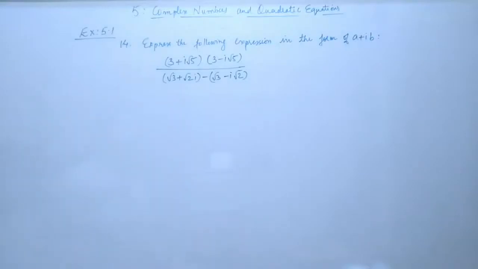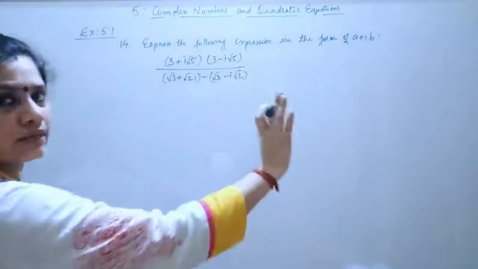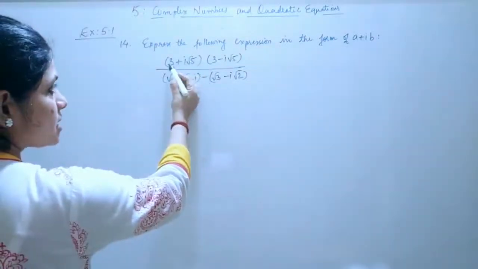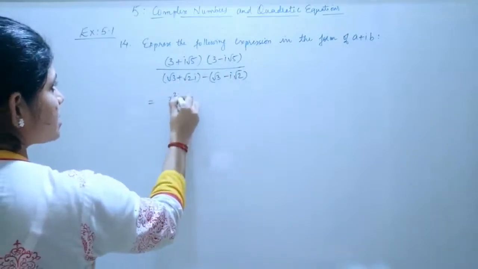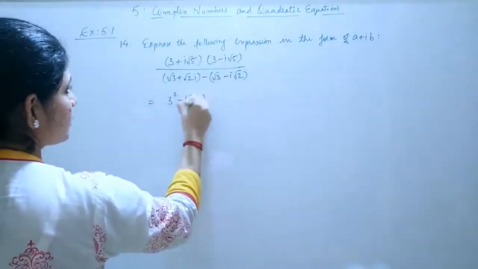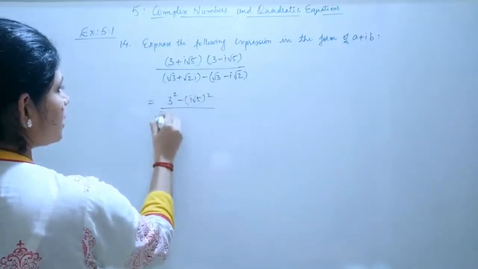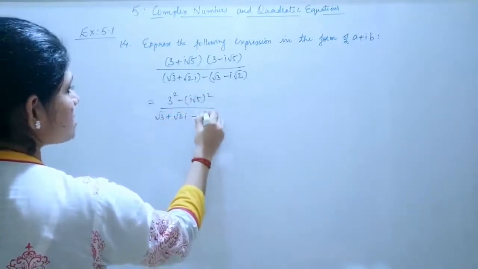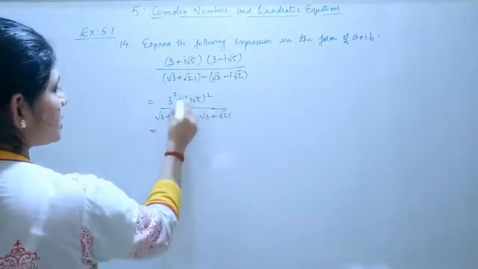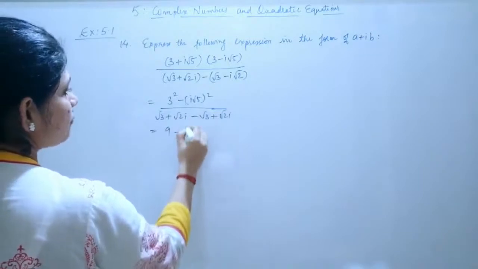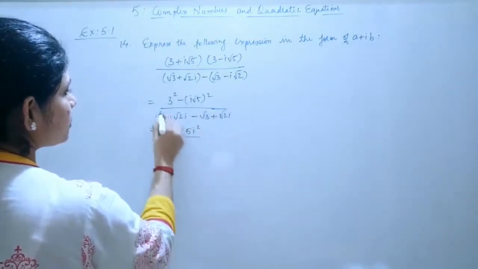Question is 3 plus i root 5 into 3 minus i root 5 divided by root 3 plus root 2i minus of root 3 minus i root 2. Root 2i and i root 2 are one and the same. Now the numerator, you can see it is in the form a plus b into a minus b. So you can make it as a square minus b square divided by root 3 plus root 2i minus root 3 plus root 2i.